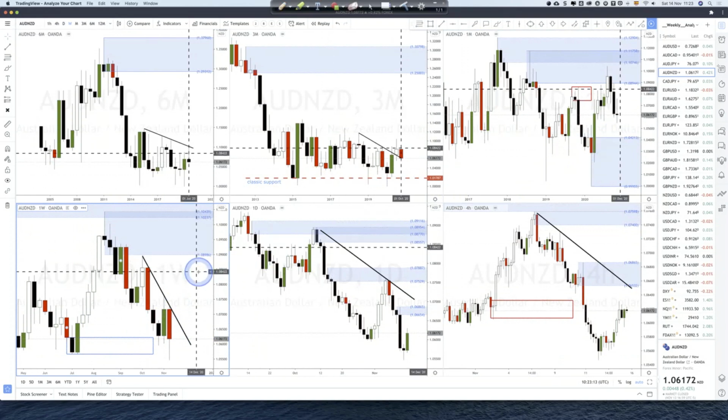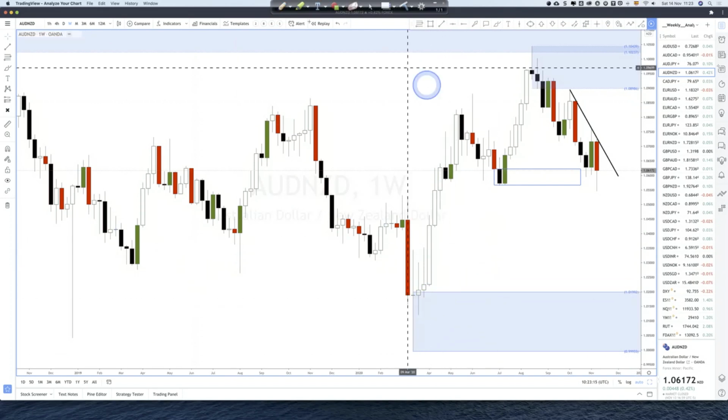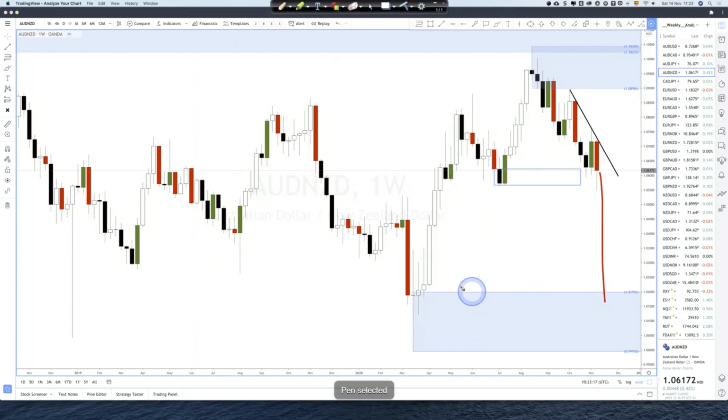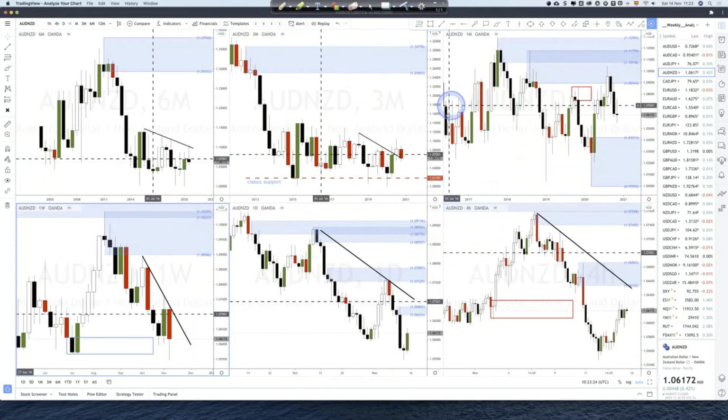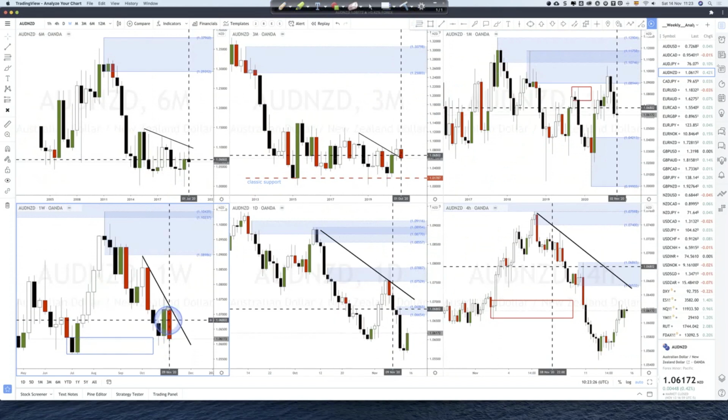Let me look at the weekly down there. We are expecting that if price drops down there, it is going to react almost for sure. So down there, and short on the way down, but price action is unclear again.